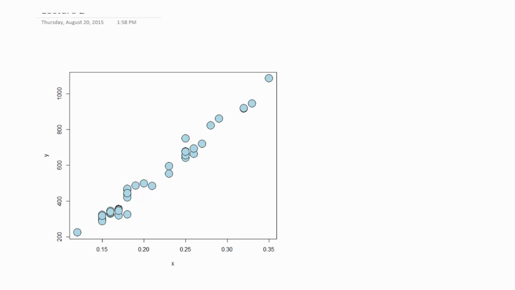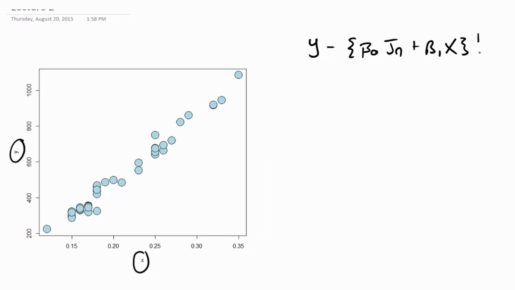Recall our diamond data set that we were looking at where our x was carat and our y was price. We fit the least squares equation, minimizing the sum of y minus (beta naught plus beta 1 x) squared. We discussed at least two ways to think about this. One was to find the best line that fits the data, minimizing the sum of the squared vertical distances between the data points and the line.